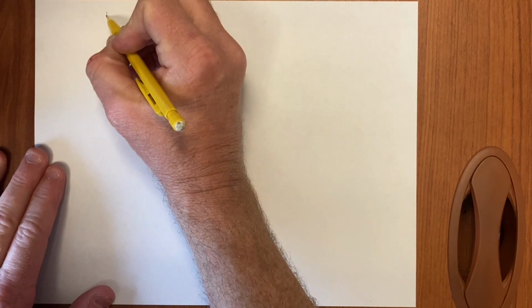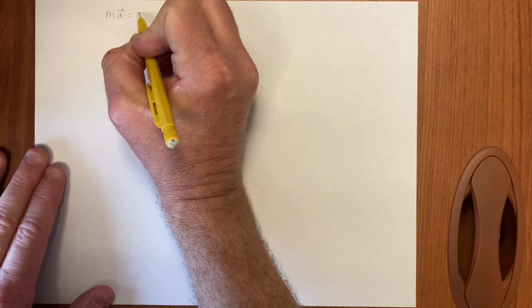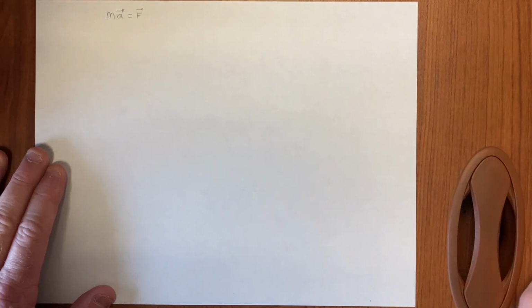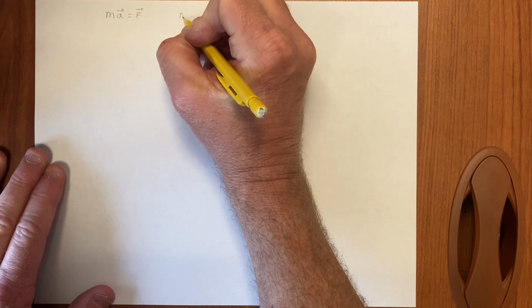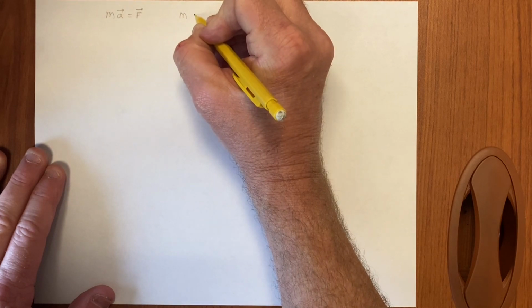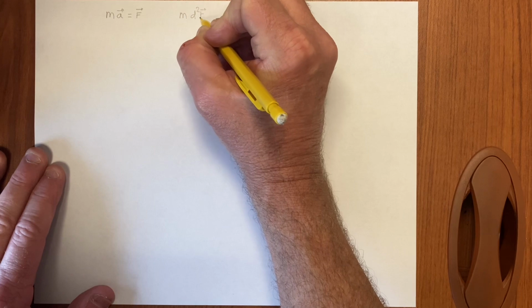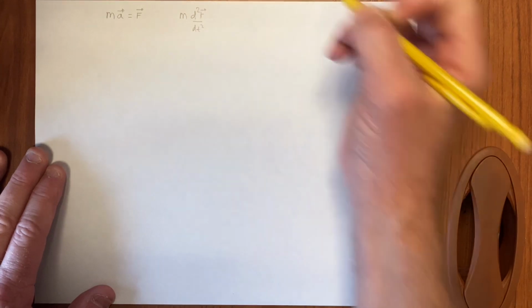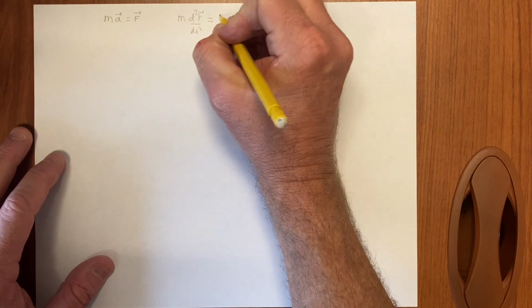So let's begin with Newton's second law. And let's write it in the following way: mass times acceleration. So we're going to take the position vector r and evaluate two derivatives of the position vector in time. That's the acceleration. And that's equal to the force.